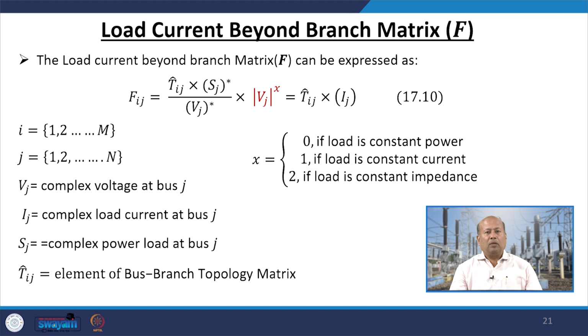Now, the load current beyond branch matrix F can be expressed as we discussed earlier. F is defined by Tij times Sj upon Vj raised to x, which is Tij Ij, where Vj is the complex voltage, Ij is the complex current, and Sj is the complex power of the load, and Tij is the element of the bus-branch topology matrix. The value of x is 0 if the load is constant power, 1 if the load is constant current, and 2 if the load is constant impedance. So this formula can be used for any type of load.